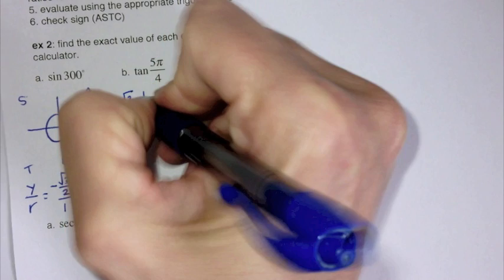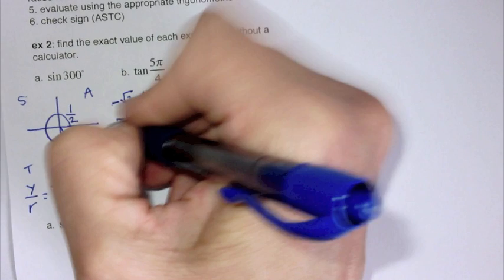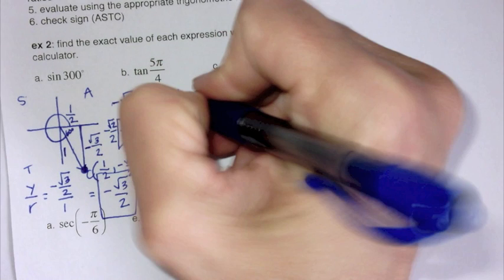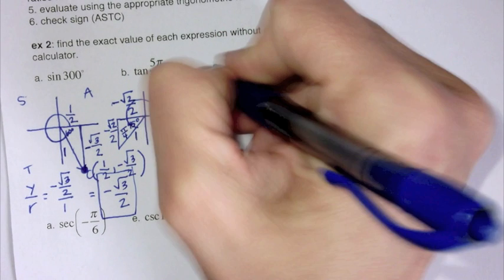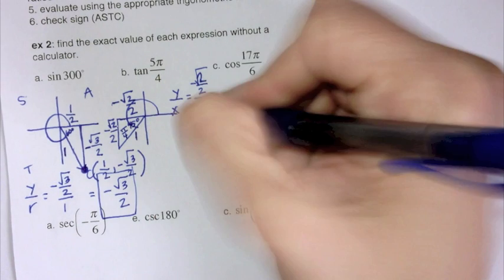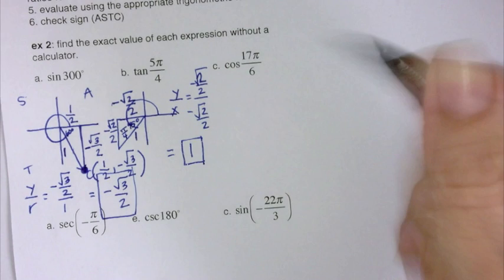This is root 2 over 2, but because I went to the left, it's negative, and this is negative root 2 over 2. Tangent is y over x, so I get negative root 2 over 2 over negative root 2 over 2. Negative divided by a negative is a positive, and in fact it's positive 1.